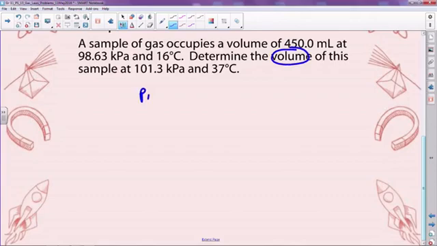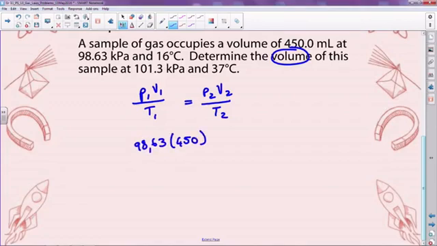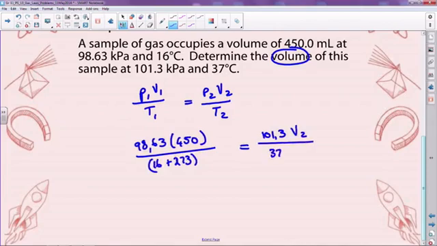So here we go. P1 V1 over T1. And you're welcome to do this with me as I'm doing it. Okay, P2 V2 over T2. I need to calculate V2. So I put in my values. My initial pressure is 98.63 and my volume is 450. My initial temperature is 16 degrees Celsius. Okay, I'm going to do my conversion. My pressure 2 is 101.3 kilopascals. My V2, I don't know, it's what I want to calculate. And my T2 is 37, and I'm going to change that to plus 273.